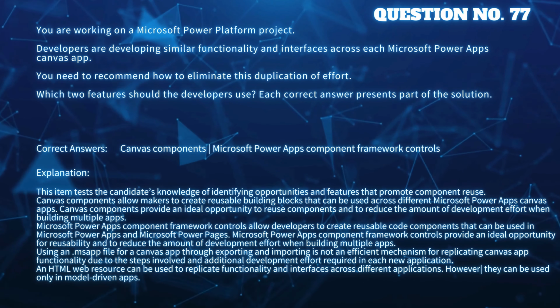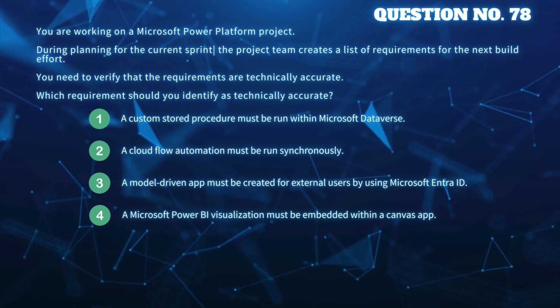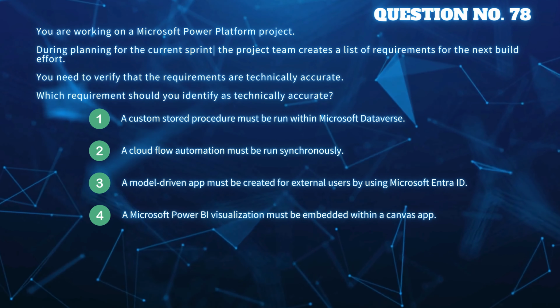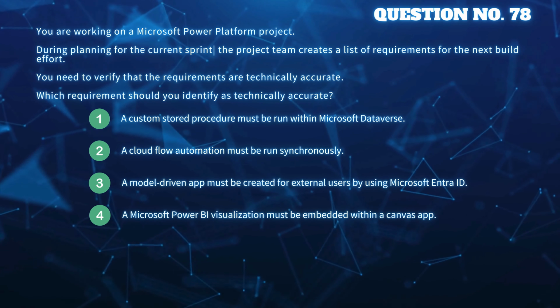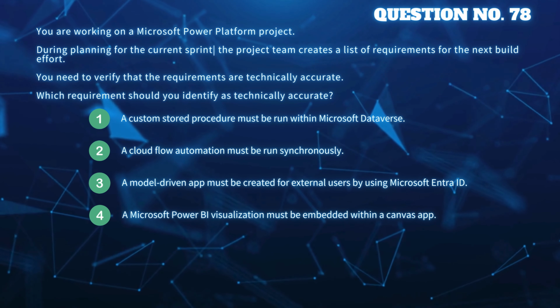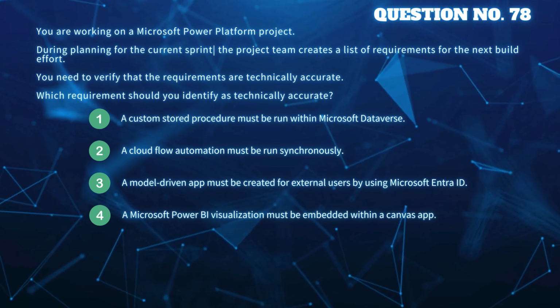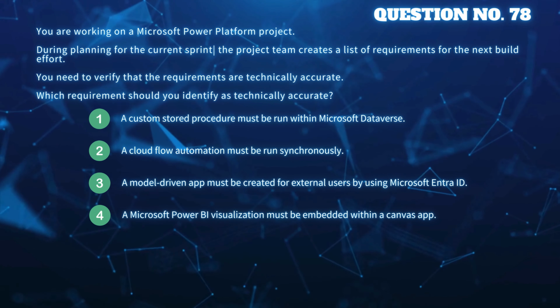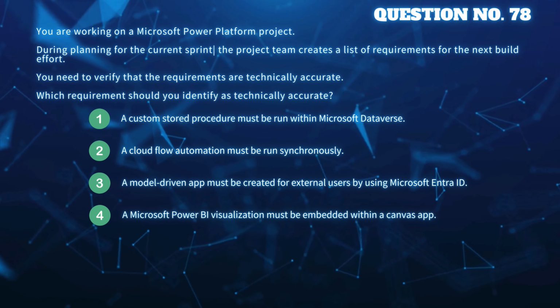You are working on a Microsoft Power Platform project. During planning for the current sprint, the project team creates a list of requirements for the next build effort. You need to verify that the requirements are technically accurate. Which requirement should you identify as technically accurate? Option 1. A custom stored procedure must be run within Microsoft Dataverse. Option 2. A cloud flow automation must be run synchronously. Option 3. A model-driven app must be created for external users by using Microsoft Entra ID. Option 4. A Microsoft Power BI visualization must be embedded within a Canvas app.